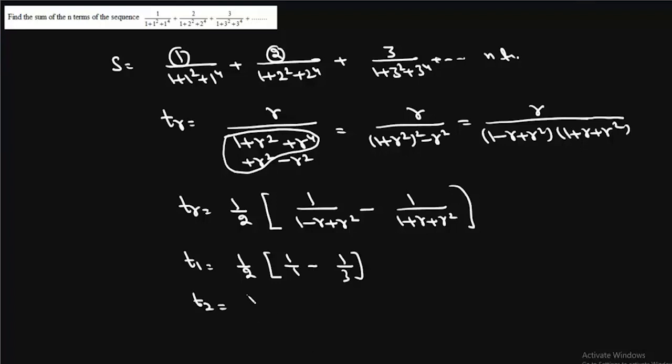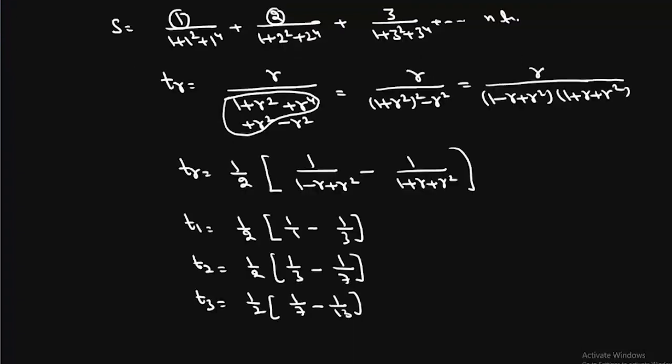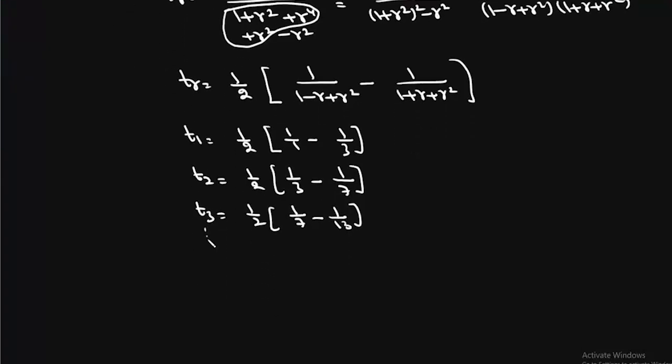Now the second term will be 1 by 2, and here it is 5 minus 2, so 1 by 3 minus 1 by 7. Now this third term will be 1 by 2, and this is 10 minus 3, 7, and here will be 9 plus 4, 13. And we continue up to the nth term, which is 1 by 2 into 1 upon 1 minus n plus n square minus 1 upon 1 plus n plus n square.